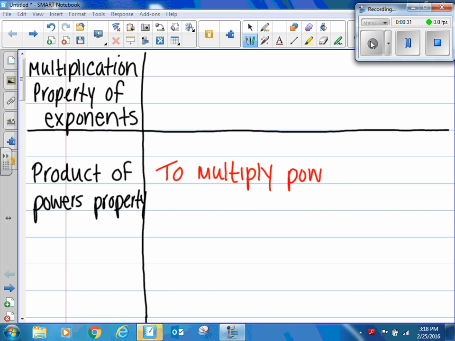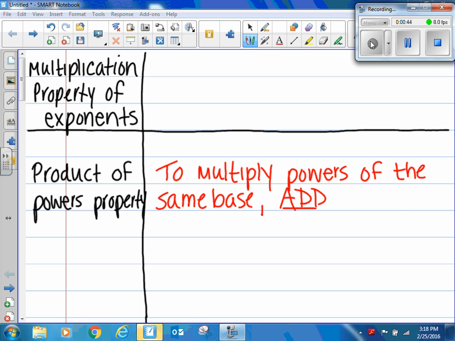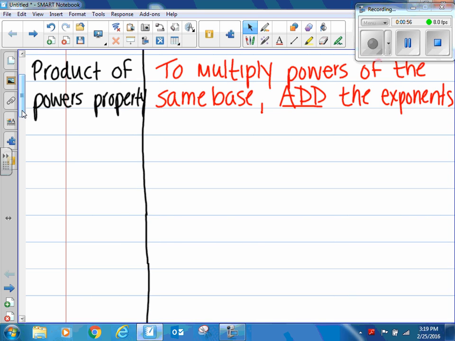So with the product of powers property, that is saying to multiply powers of the same base, you add the exponents. Now the important thing here is that they have to have the same base. And what I mean by base, if you're not familiar, if I have some exponent, let's say x to the fifth, this x right here is the base. And then of course this 5 is the exponent.